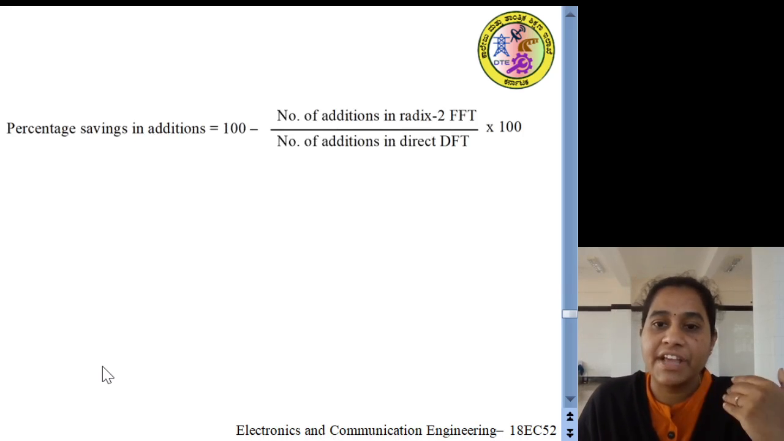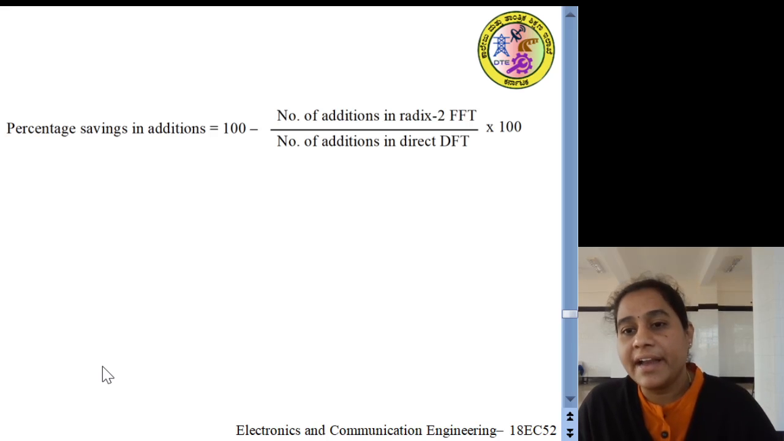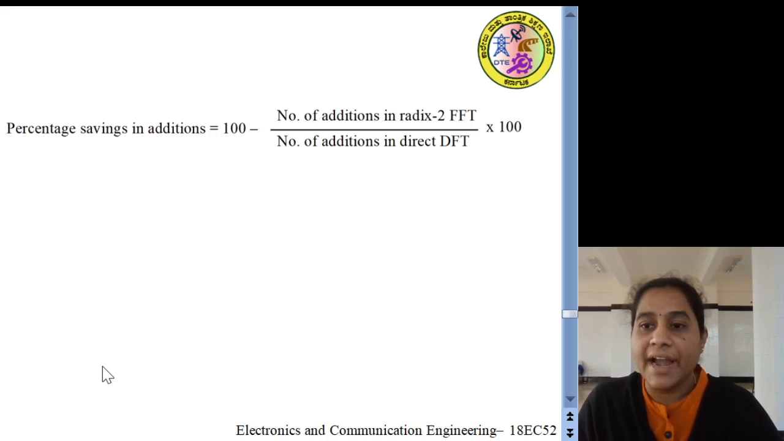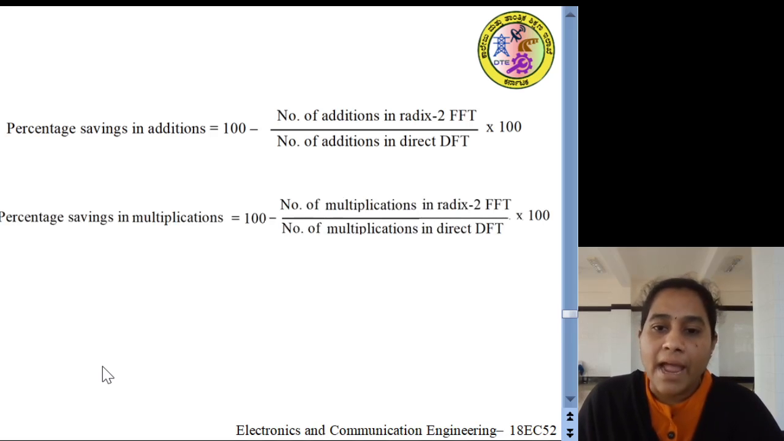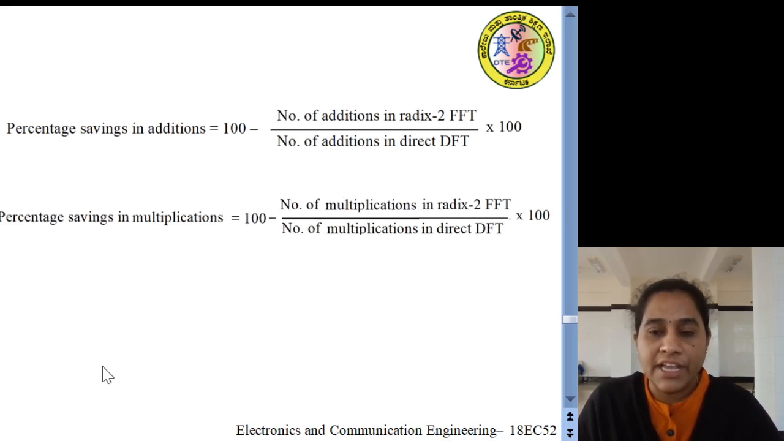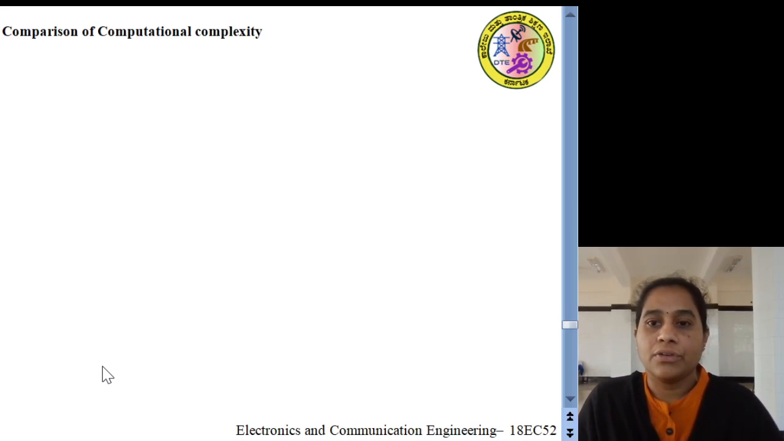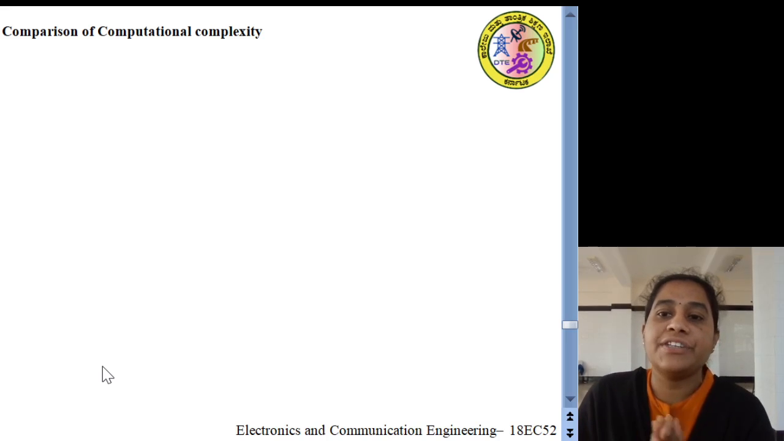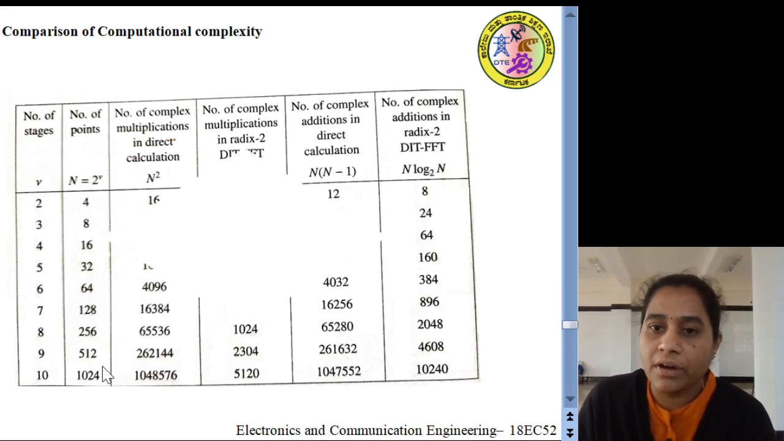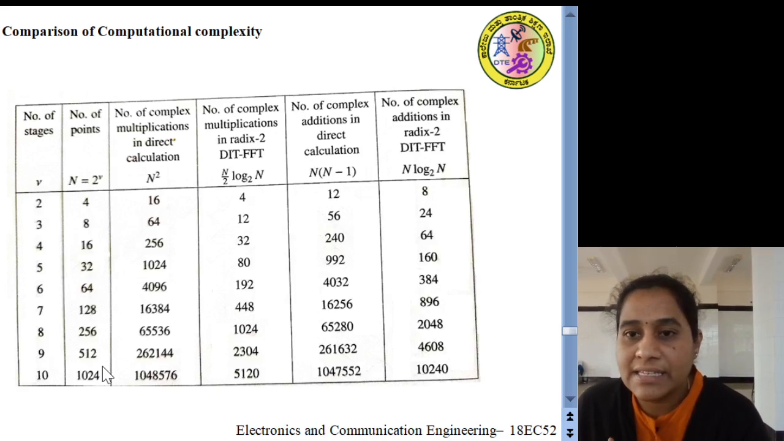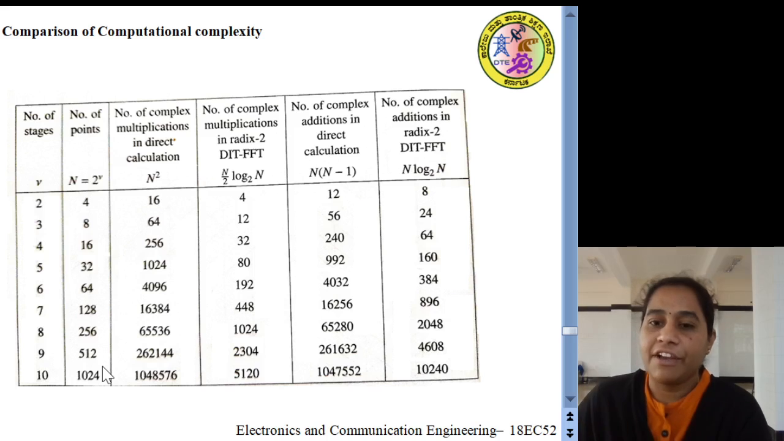Percentage saving in addition is given by 100 minus the number of additions in radix 2 FFT divided by the number of additions in direct computation of DFT, into 100. Percentage saving in multiplications is equal to 100 minus the number of multiplications in radix 2 FFT divided by the number of multiplications in direct DFT, into 100. Now let us compare the computational complexity involved in the direct method as well as in the DIT FFT algorithm.